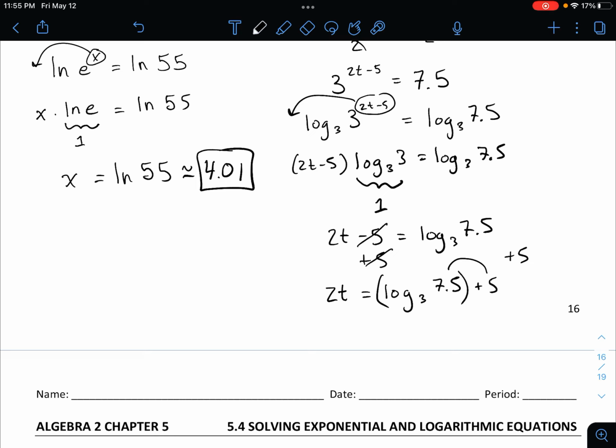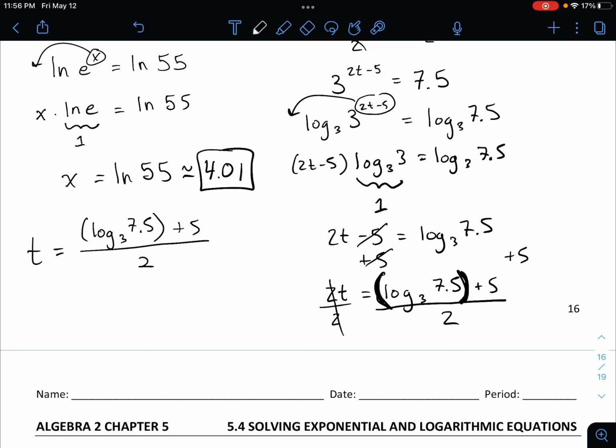So if you add 5 to the 7.5 and then take the log, it's going to give you something totally different. So you need to remember that before you add this 5, you might want to put parentheses around this logarithm. That way your calculator can calculate that first, then add 5 to it, and then we'll have to divide both sides by 2. So this whole thing will get divided by 2.